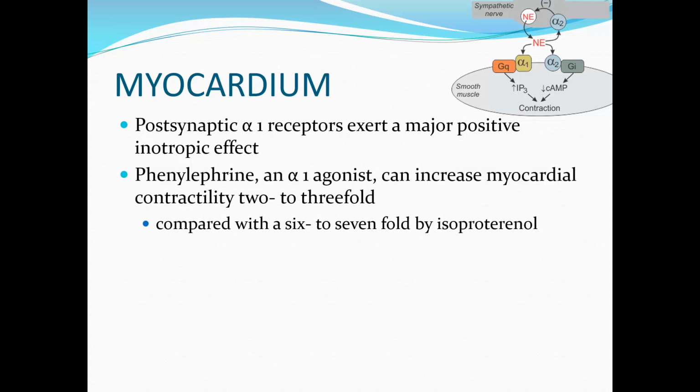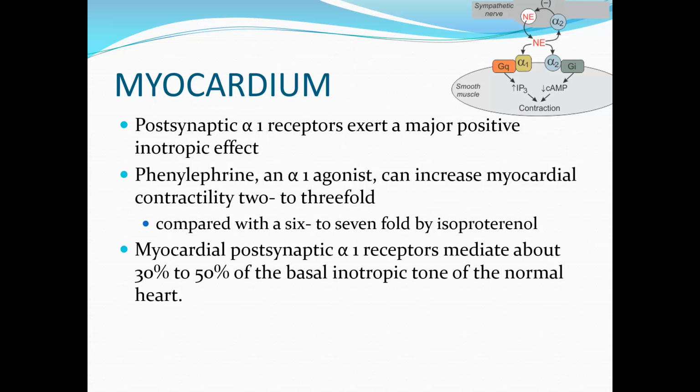So when you compare it to isoproterenol, it causes a 6 to 7 times increase in the contractility. The postsynaptic alpha 1 receptors in the myocardium mediate about 30 to 50% of the basal inotropic tone in a normal heart.